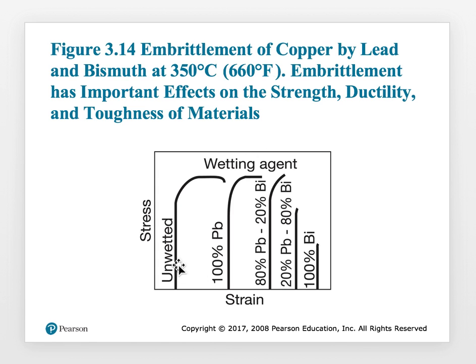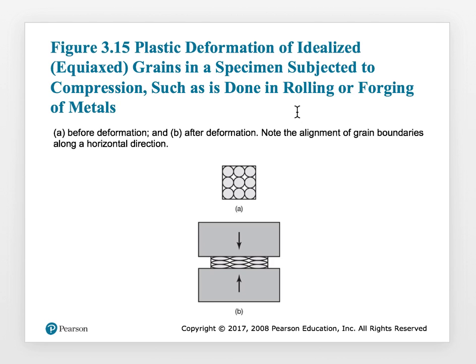So suppose if you are adding 20% lead and 80% bismuth to copper, it can reduce the strength. So that's what happens when you are combining different types of materials. So if you are trying to alloy, you also have to look at what is the effect of adding one type of material to the other. Okay.